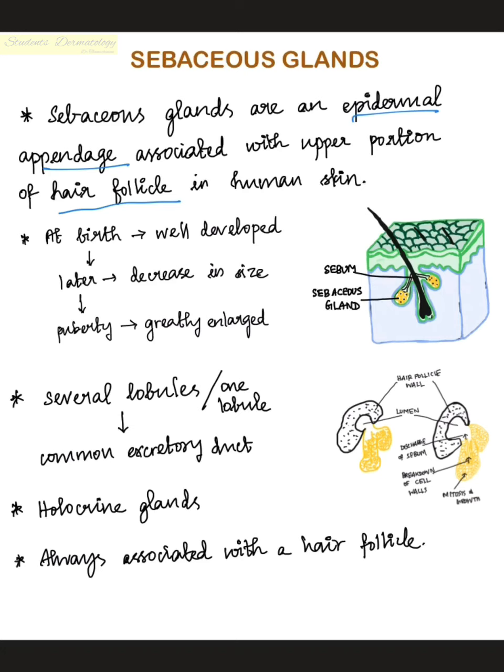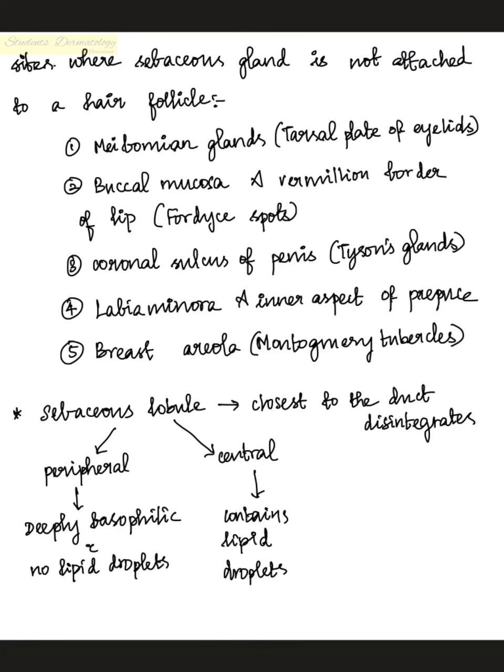As with any other gland, the sebaceous gland contains one lobule or several lobules which open into a common excretory duct. As mentioned already, they are holocrine glands and are always associated with a hair follicle. Of course, there are areas where the sebaceous gland is not associated with a hair follicle, and these areas include meibomian glands at the dorsal plate of the eyelid, Fordyce spots on the buccal mucosa and vermilion border of lips, Tyson's glands on the coronal sulcus of penis, labia minora and inner aspect of prepuce, and the Montgomery tubercles in the breast areola.